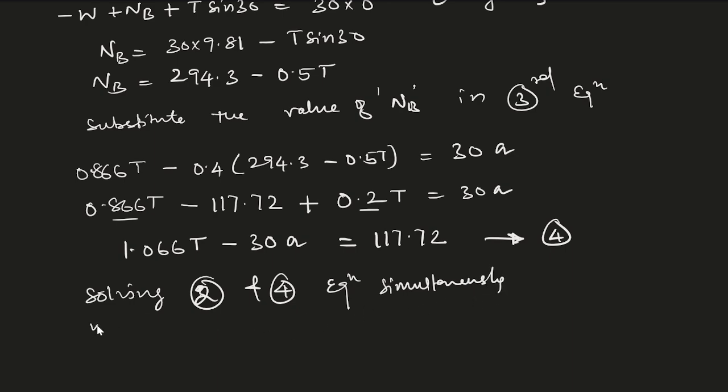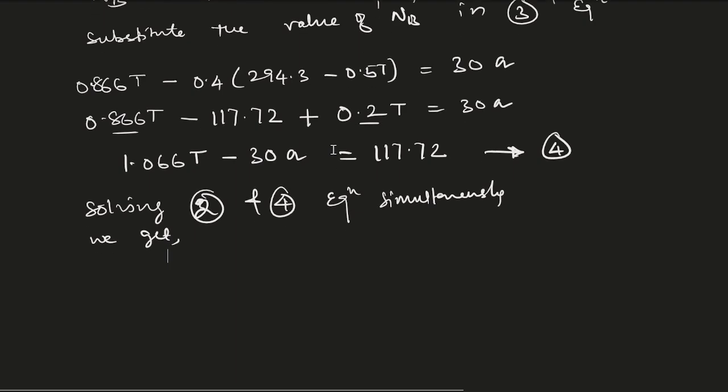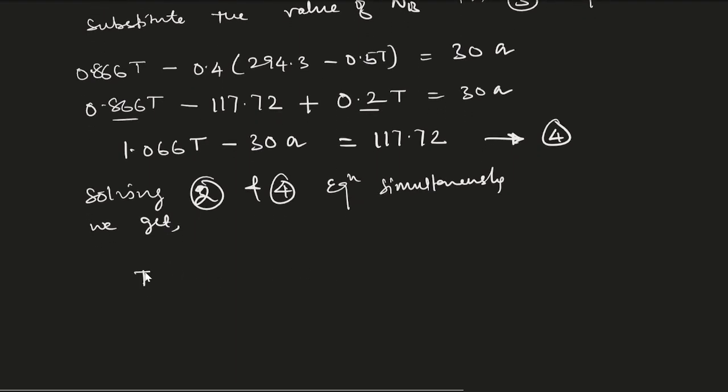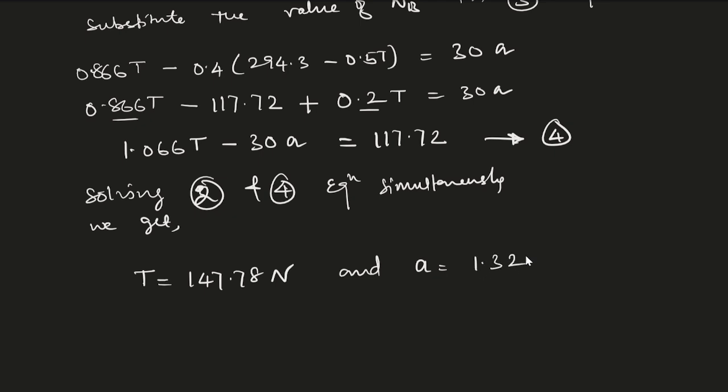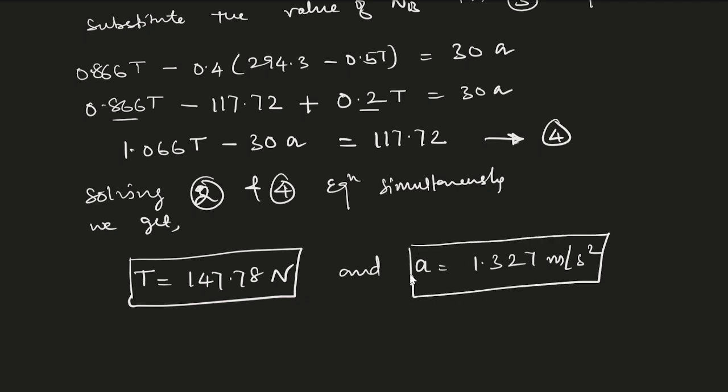We get the tension equal to 147.78 Newton and a will be equal to 1.327 meters per second squared. So these are the two values required. From the given problem, we have to only find out the tension in the wire. We found out the tension in the wire, that is 147.78.